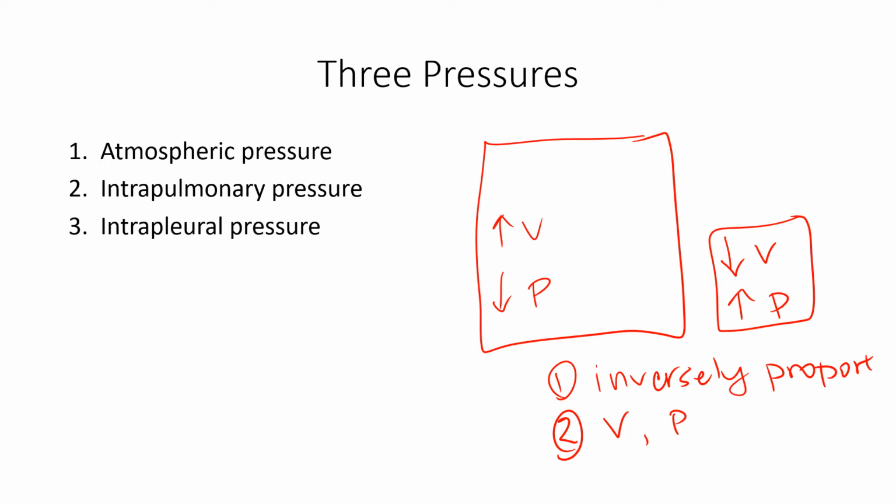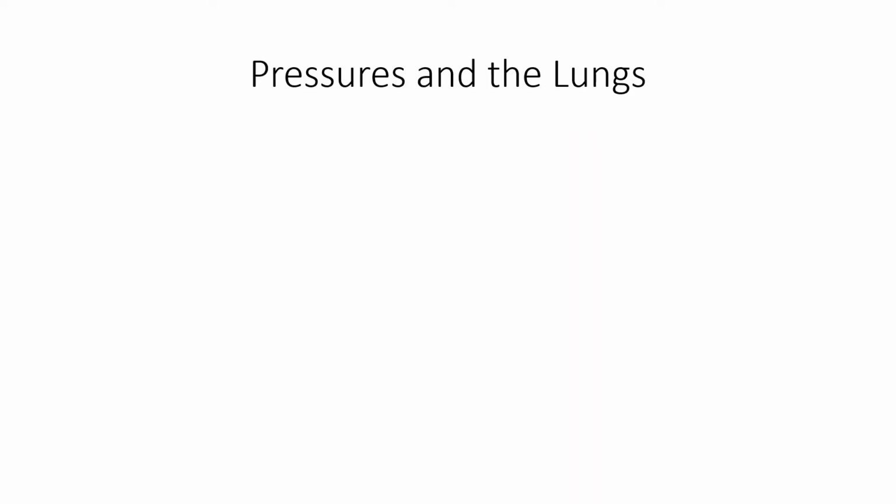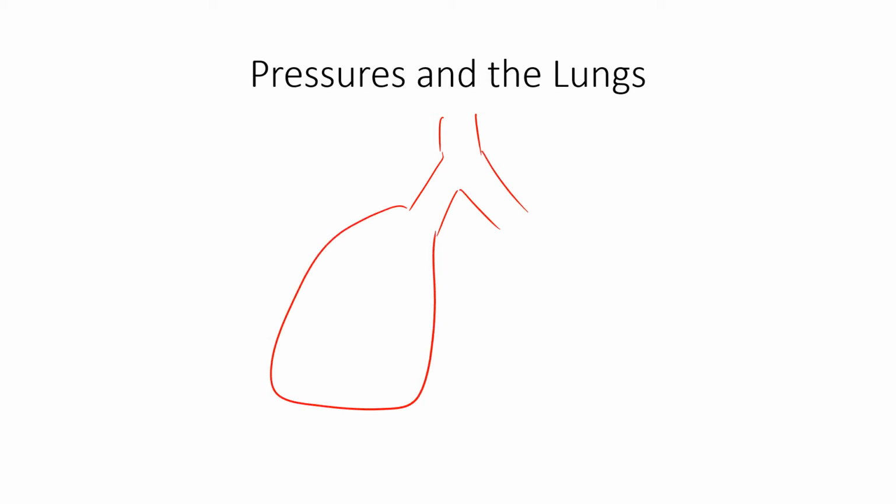We have atmospheric pressure, intrapulmonary pressure, and intrapleural pressure. I'm going to move you to a clean screen here, and we're going to take a look at the lungs. You may want to draw this along with me on a clean sheet of paper somewhere and stick it into your notebook. Okay, I'm going to put the trachea right here at the top. I'm going to branch down into some bronchial passageways, and then I'm going to place my lungs down below.